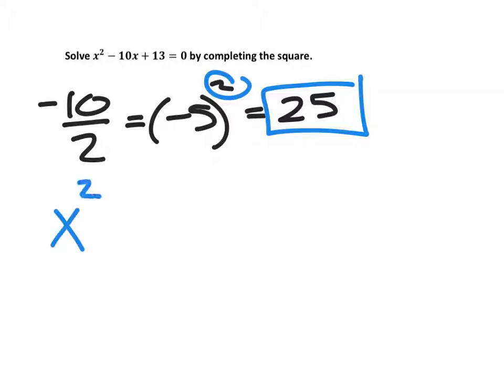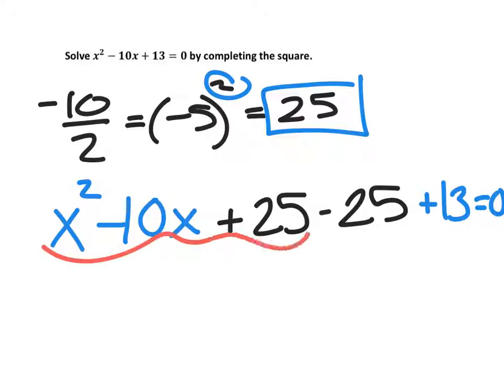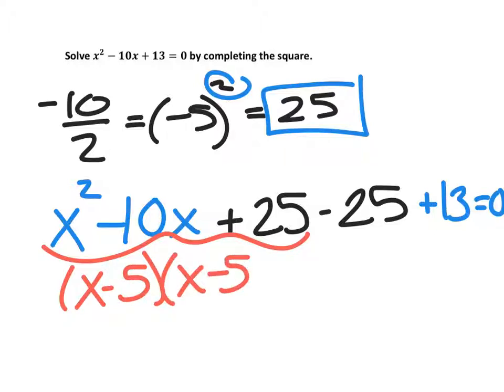So I have x squared minus 10x. Here's where you insert it. We're going to add 25 and subtract 25, and we'll keep our plus 13 on the end. Now, yes, they have to go in that order. Your adding and subtracting has to come right after the x. Our next step said take the first three terms and factor them. So that's x minus 5 times x minus 5, and then I'm going to rewrite that really as x minus 5 squared.